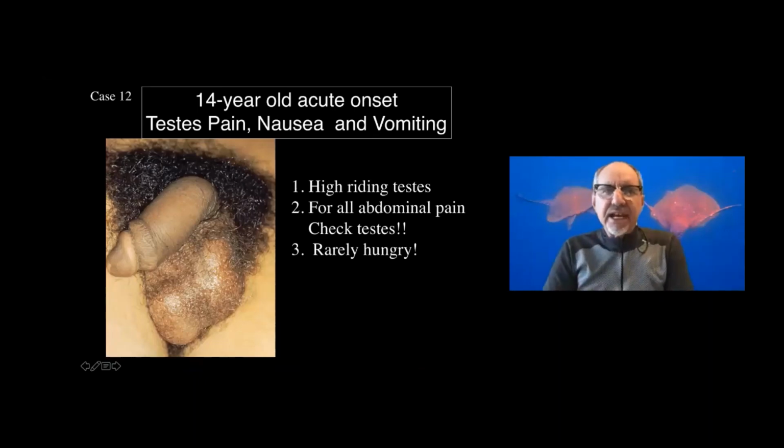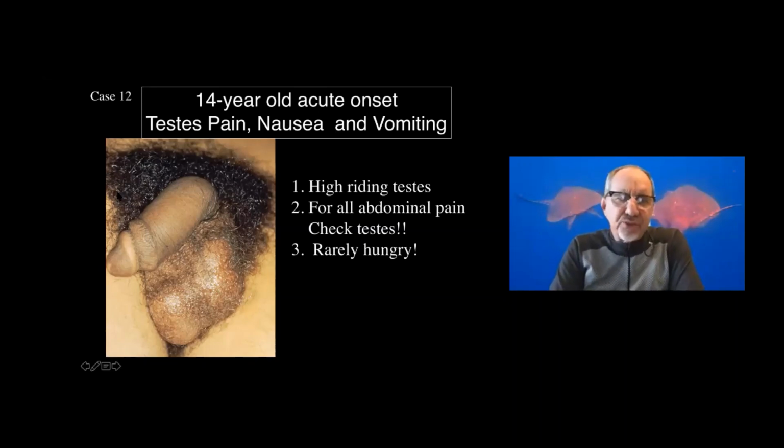I'd contrast that to a 14-year-old with acute onset testicular pain, nausea, and vomiting. He has a high riding testes on exam. One of our key messages to the ER folks is that if a young male has abdominal pain, definitely examine their testes, because that can certainly be referred pain. Also, teenagers are typically always hungry, and when they have testicular torsion, they're not. So this is pretty straightforward: you would bring this patient right to the operating room.